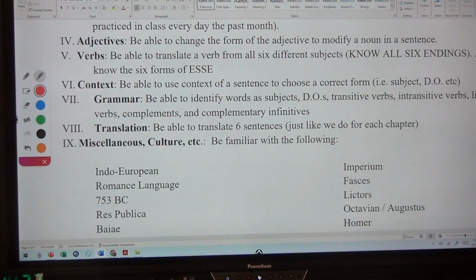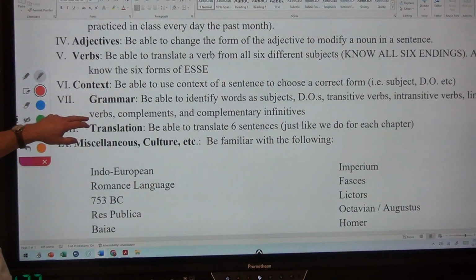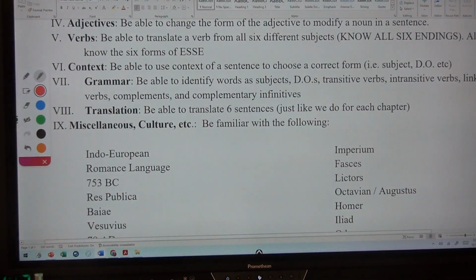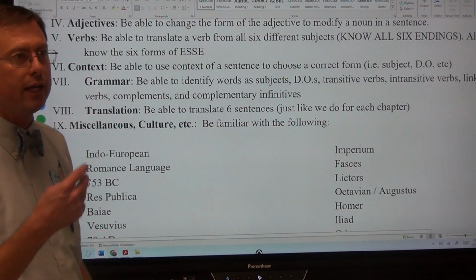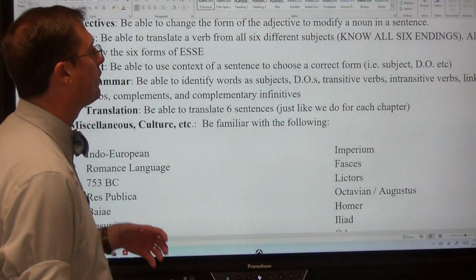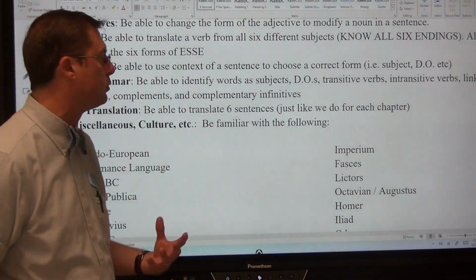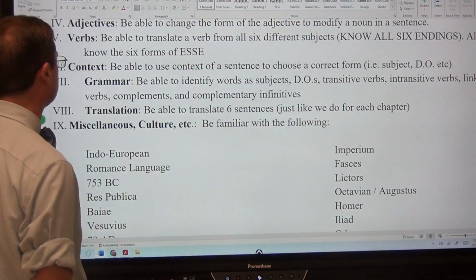So, the next is context, in which you are given a sentence, and you need to be able to know whether you need a subject to complete that sentence, hence you'll choose a nominative form, or whether you need an accusative direct object form to complete the sentence, and we'll see some examples of that as well.